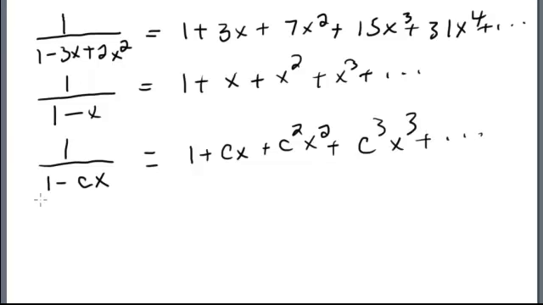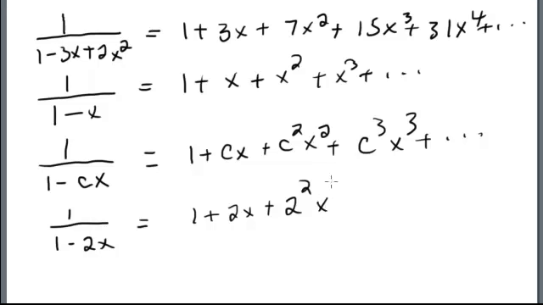And now I want to take that knowledge and, let me just show you instead of trying to describe something. From this general form, I can derive this: the multiplicative inverse of 1 minus 2x is equal to, 2 is a complex number, I just substitute in for c, 1 plus 2x plus 2 squared x squared plus 2 cubed x cubed plus dot dot dot.